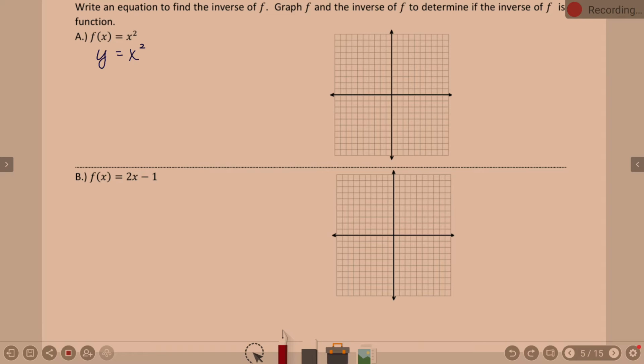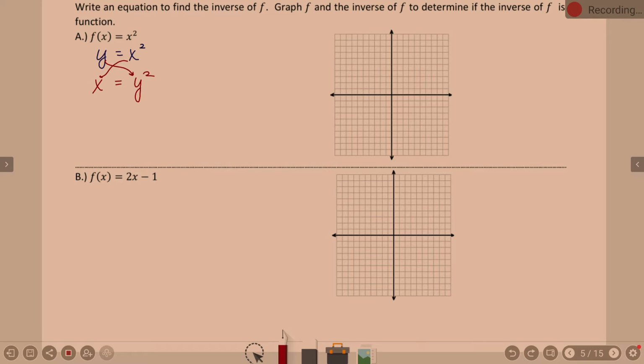So instead of y equals, I'm going to say x equals. Instead of x squared, I'm going to say y squared. So right there, I switched the locations of my x and y. So now I have the equation x equals y squared, and that represents my inverse. Now, traditional rule of thumb, solve it for y.